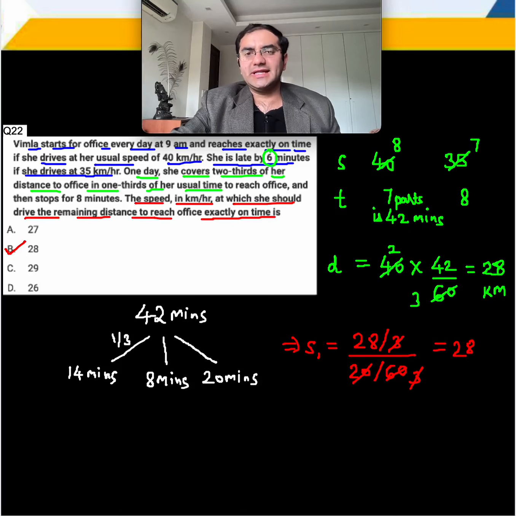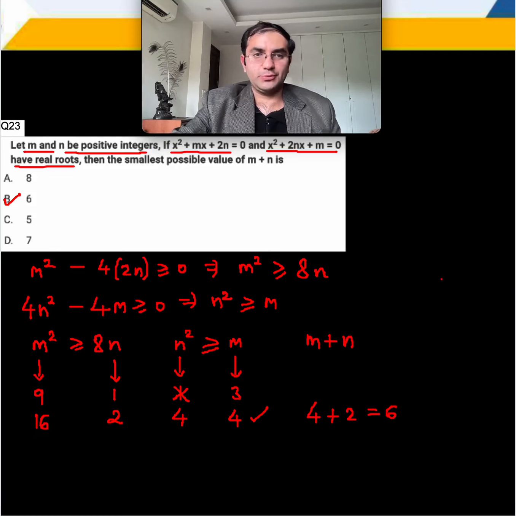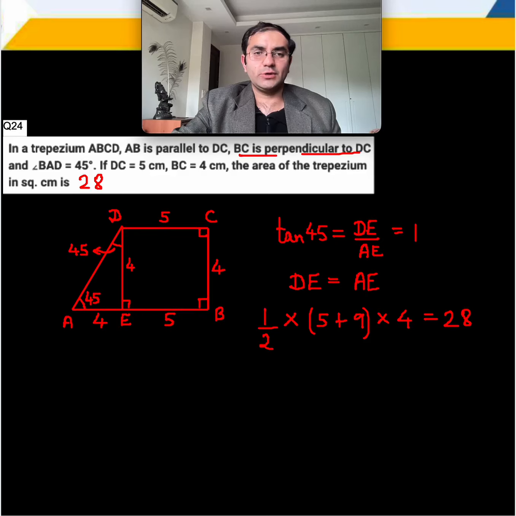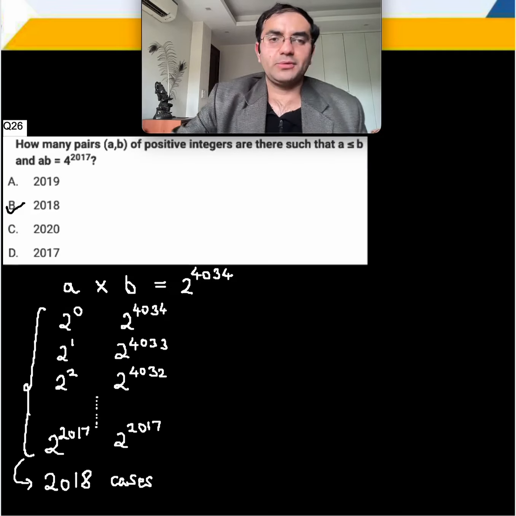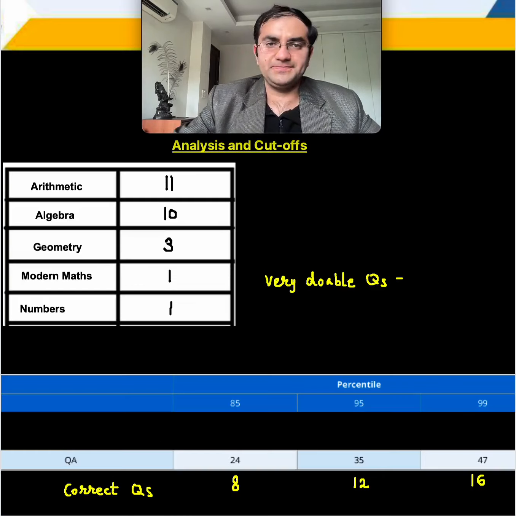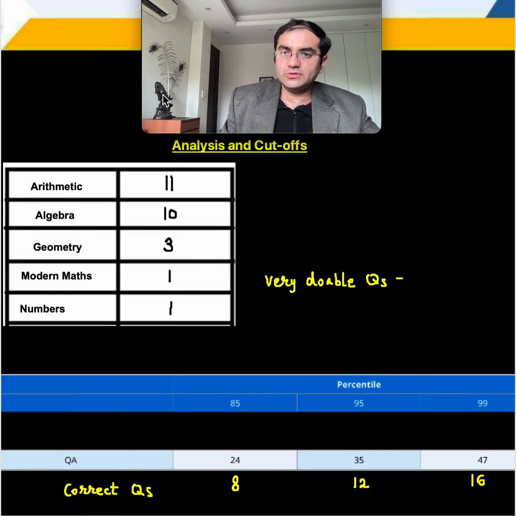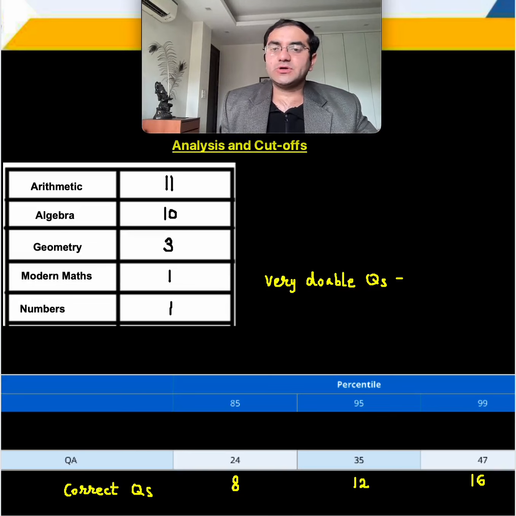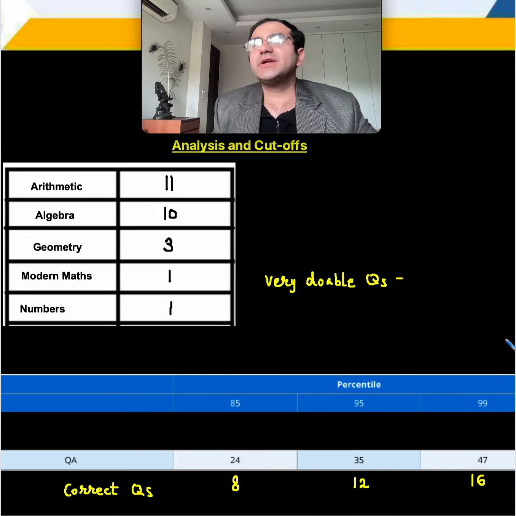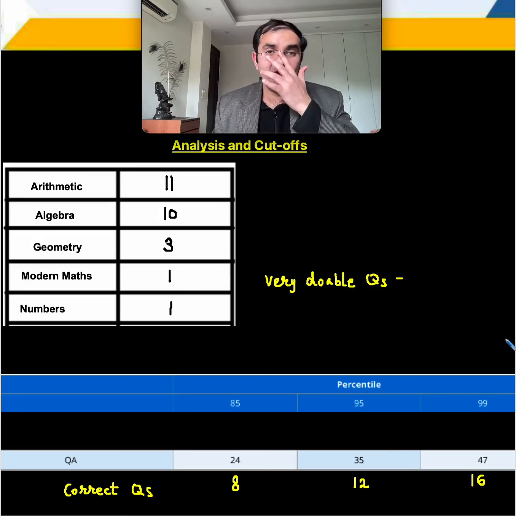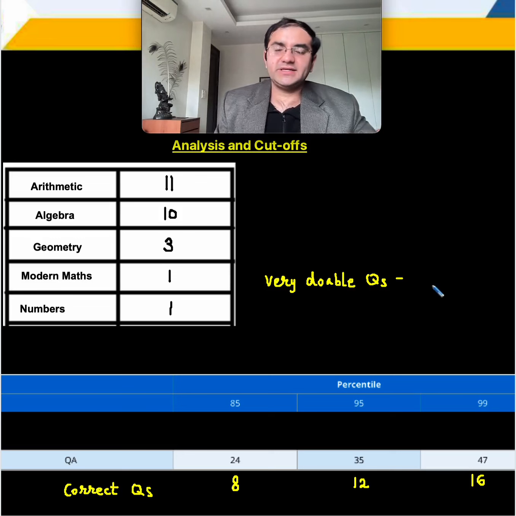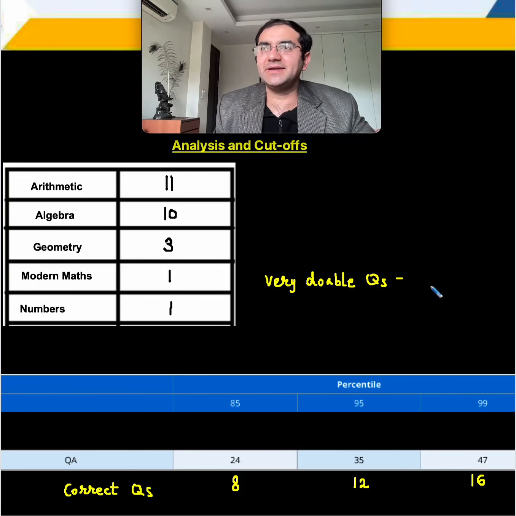22nd was a little lengthy and complex in terms of using proportionality. 23rd was tough, quadratics and inequalities. 24th was very direct, trapezium and its area. 25th was also direct, that was parallelogram properties. And 26th was a little tricky. So if I am to note down the list of all of the questions which according to me were really, really straightforward, if you had the vision to be able to decide that okay, these are the ones that I need to do, which of course is easier said than done.